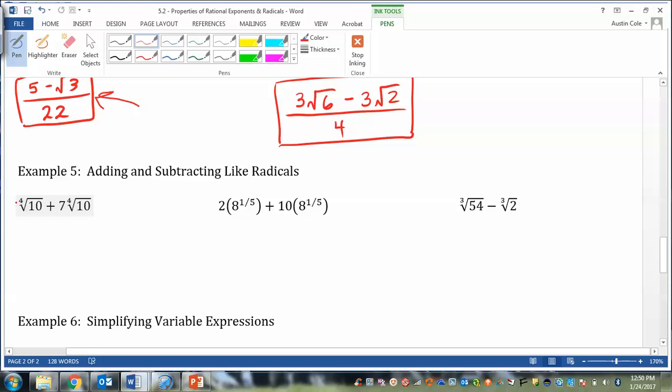So in this case, don't I just have 1/4 root of 10 here? Yep. Oh, probably shouldn't have music on when I'm teaching. So, well, I have 1 of them plus 7 of them. Isn't that just 8 of them? Yep. So 8/4 root of 10.